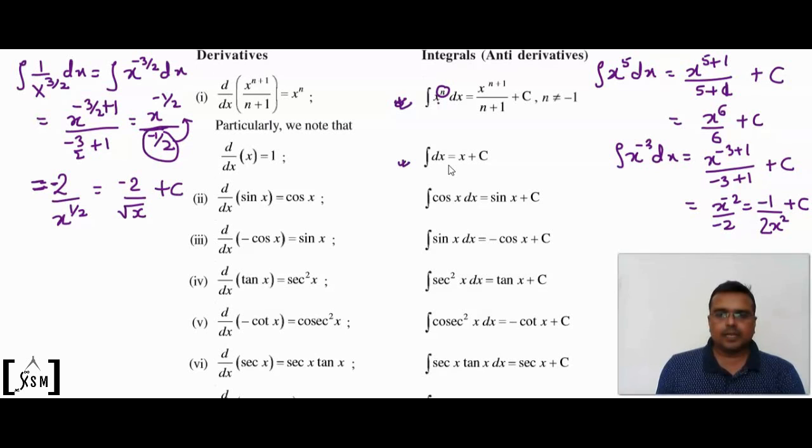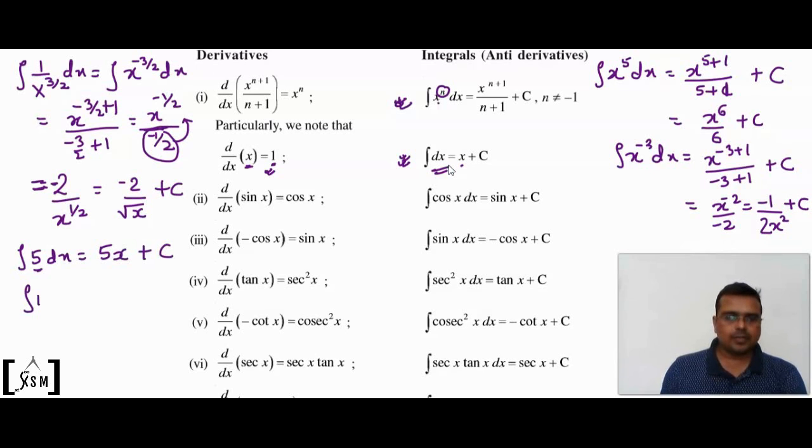Now here we have integration of dx. Integration of dx means integration of 1, right? Integration of 1 would be x. Why? Because x differentiation was 1. So integration of 1 would be x, right? This is the formula. Similarly, if I ask you what is the integration of 5 dx? Because 5 is a constant, its integration would be just 5x. If I ask what is the integration of pi, pi is a constant, it would be pi x.